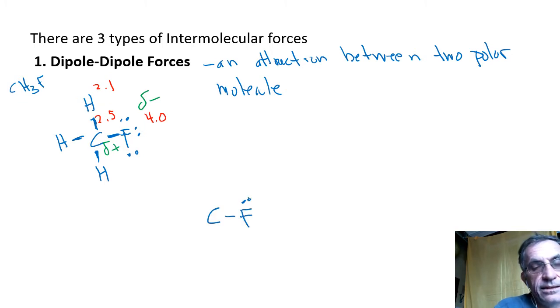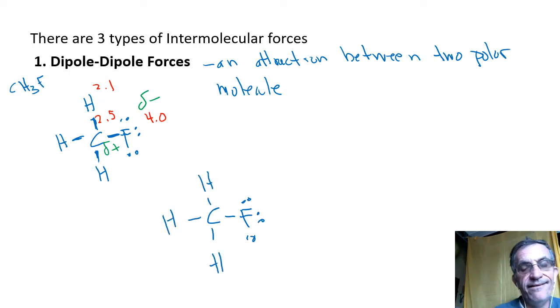And let me draw it again. So this would be like a neighboring molecule of the same thing. Now, what we just talked about is going to go on inside of any molecule of CH3F. So the fluorine, winning that battle, becomes a little bit negative. The carbon, losing that battle, becomes a little bit positive. So we have charges inside of these molecules.